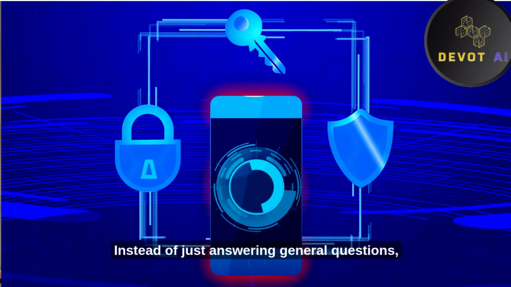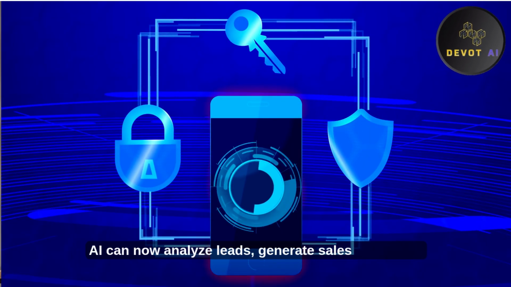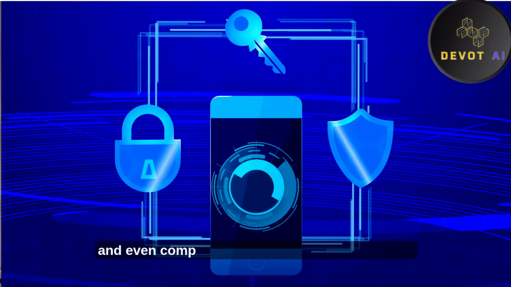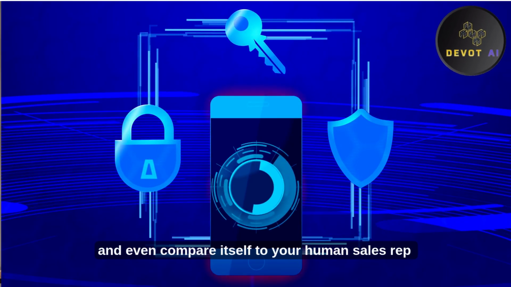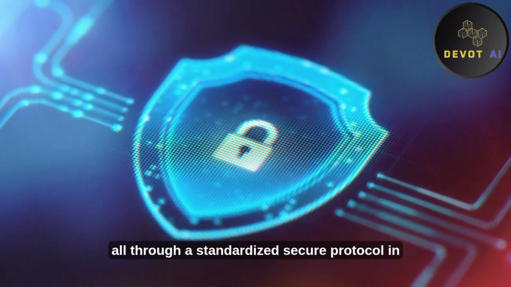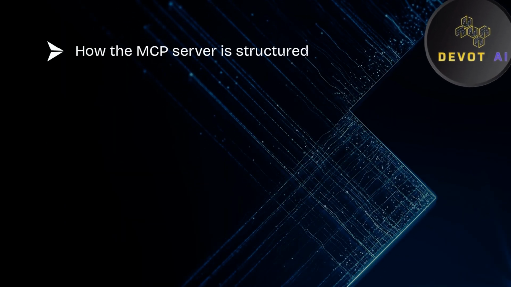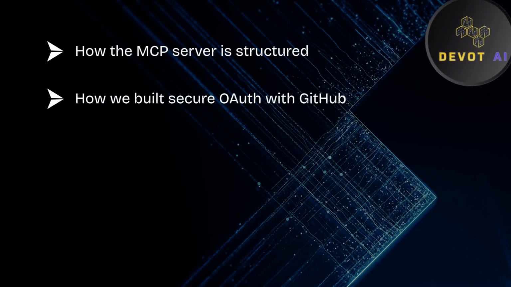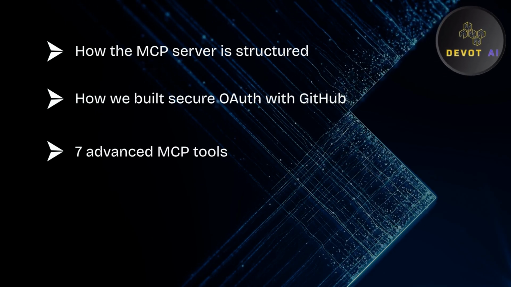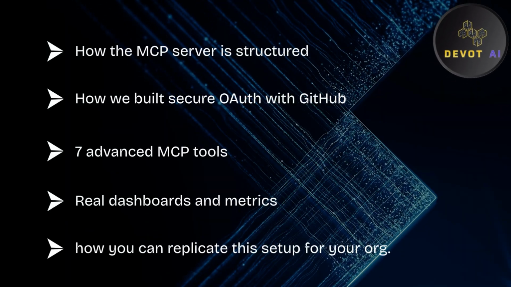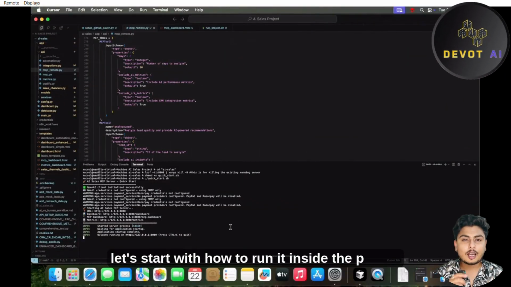Instead of just answering general questions, AI can now analyze leads, generate sales proposals, track CRM performance, assess quality, and even compare itself to your human sales rep, all through a standardized, secure protocol. In this video, I'll walk you through how the MCP server is structured, how we built secure authentication with GitHub, 7 advanced MCP tools, real dashboards and metrics, and how you can replicate this setup for your organization. Let's start with how to run it.